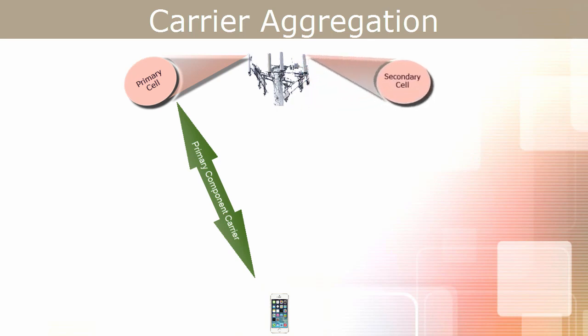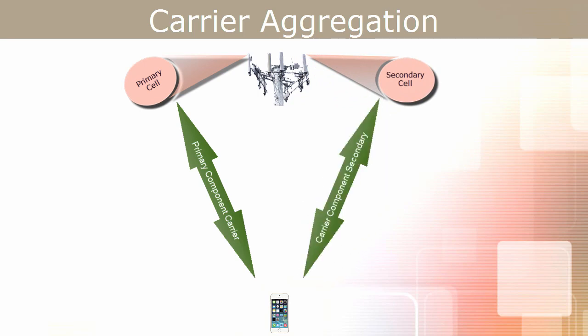When there is no CA, UE receives and transmits data on a single carrier. This carrier is called primary component carrier, and the corresponding cell is called primary serving cell. In case of carrier aggregation, one or more component carriers are aggregated with the primary component carrier in order to support wider transmission bandwidth. Remember, the primary component carrier from the primary serving cell always remains there. Only secondary component carriers from secondary serving cells are added or deleted.